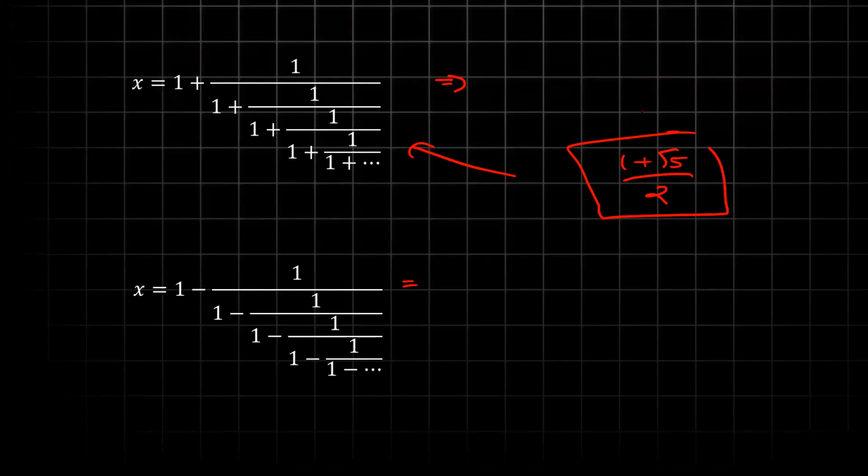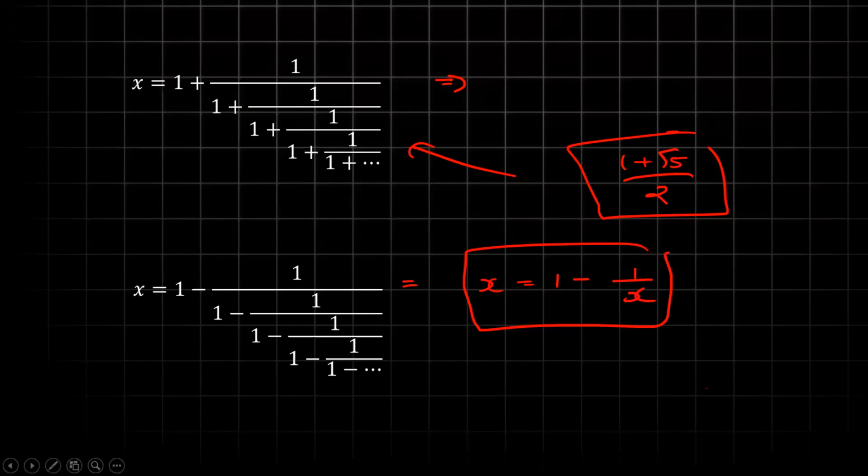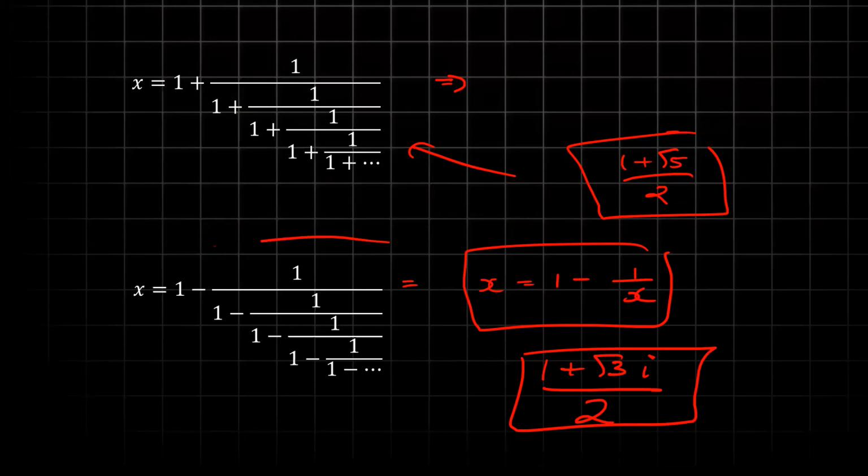Yeah, Murali, that's correct. What does it give you in this case? It is x equal to 1 minus 1 by x. This leads to an amazing quadratic equation whose solution happens to be what? 1 by root 3 i by 2. The crazy part is that's a complex number. How does a real calculation like this end up with a complex number?